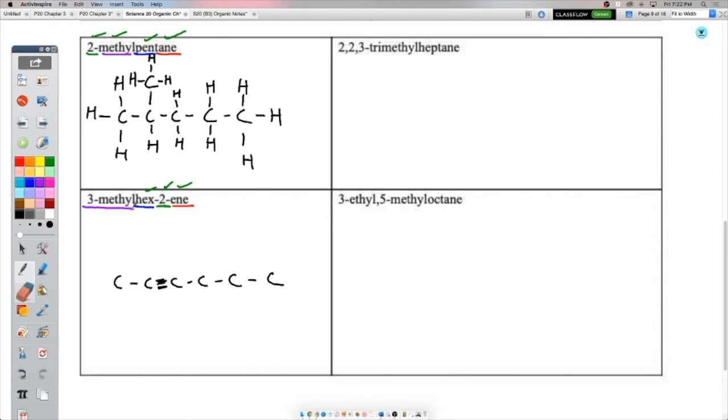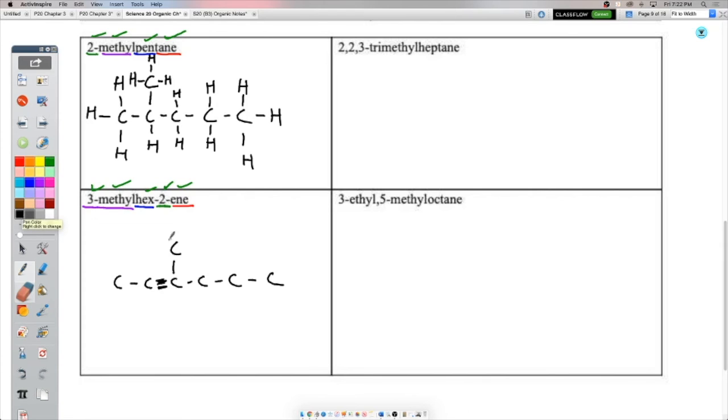Methyl, and 3-methyl. Okay, so that means on the third carbon, there is a methyl group. So 1, 2, 3, what's a methyl group? Well, it has 1 carbon. Okay, we've dealt with the 3 and the methyl. Have we dealt with everything that's in the name? Yes, that means we've dealt with everything kind of interesting, everything that has to do with the carbon and the actual structure. All that's left to do now is fill in the hydrogens.